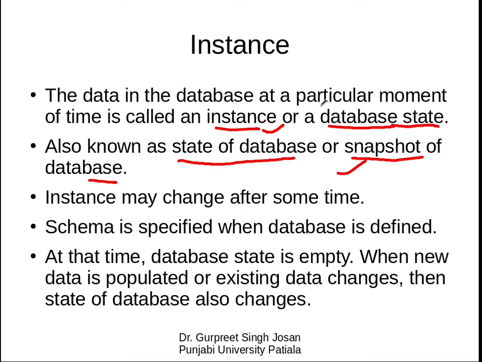This is basically the values of the field at a particular moment of time. So if I am checking the values now, then it is one instance. If I am checking the values again after 5 minutes, then it will become second instance. So the instance may change after some time, and the schema is specified when the database is defined.